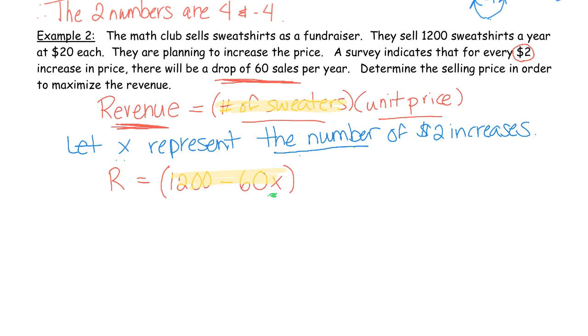All right, that highlighter didn't work very well, but we're going to carry on. So my unit price for the sweaters, it used to be $20, but I'm going to increase it by $2 times the number of times I increase it. So X is the number of $2 increases. So again, if I increase it 3 times, 3 times 2 gives me 6. It's going to be an additional $6. So this is my revenue expression, the revenue based on the number of increases.